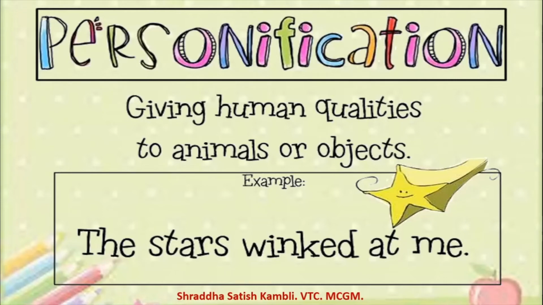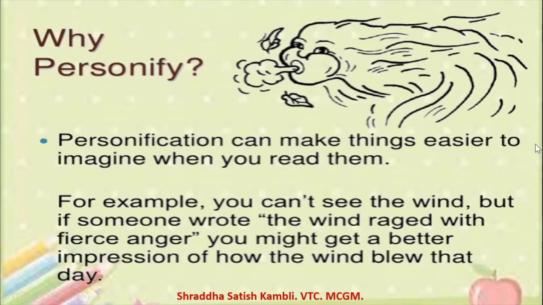Personification. See the example? The stars winked at me. Winking means blinking just one eye. So can the stars wink? No, because they do not have eyes at all. What do they do? They twinkle. They appear and they disappear, so you feel that they are winking. So this line, the stars winked at me, is a very good example of personification. Let's move on and see some more examples.